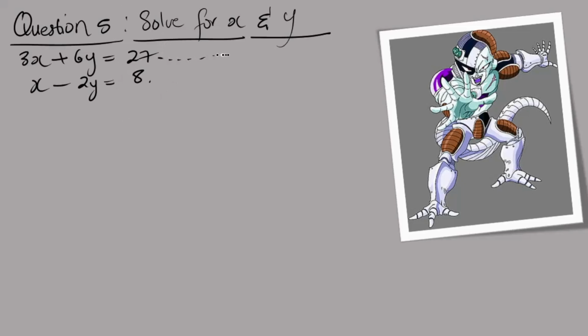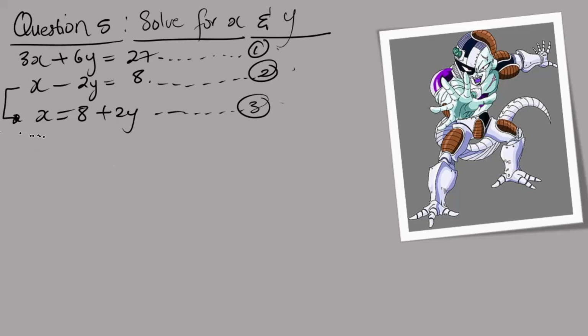So this is our equation 1. This is our equation 2. Go back to the previous videos to see how you can solve simultaneous equations. And then I'm going to take this and form my equation 3. So x is equal to 8 plus 2y. This is my equation 3. All set. And then now I move to the next steps.